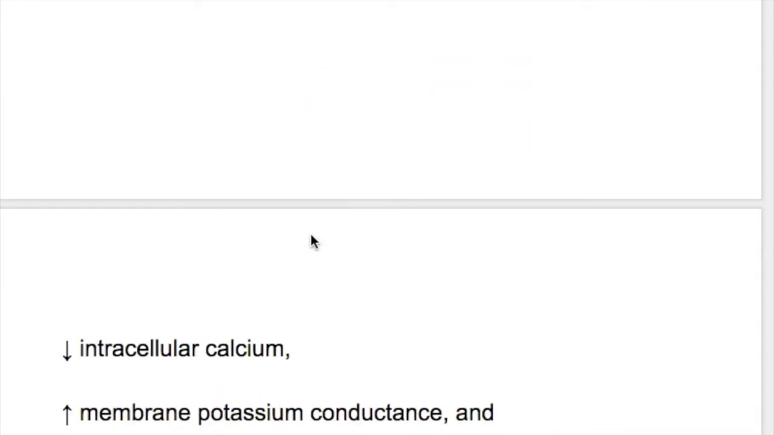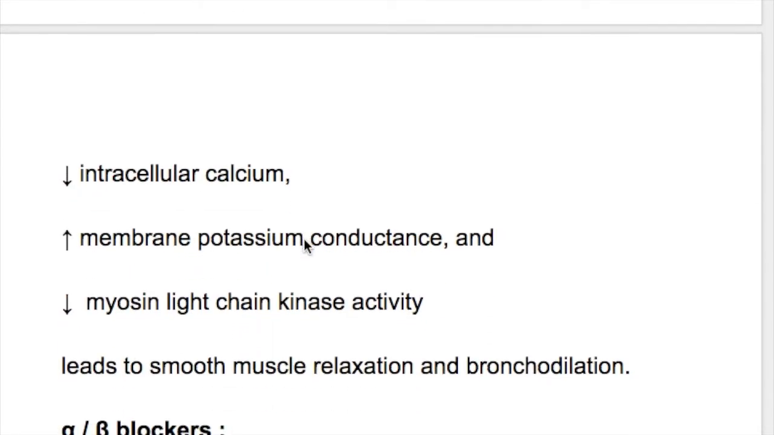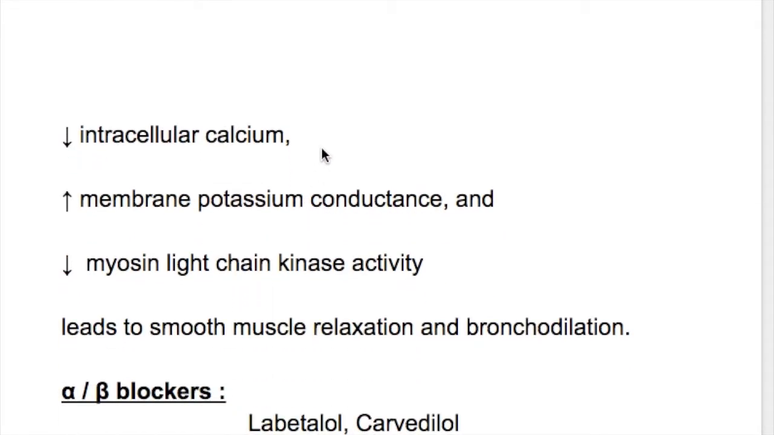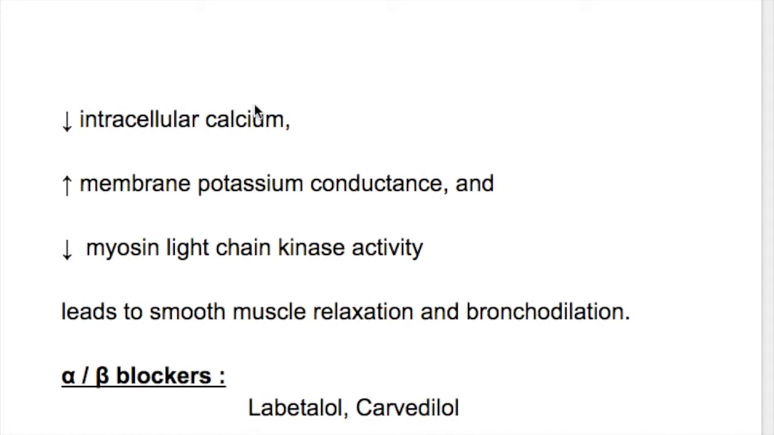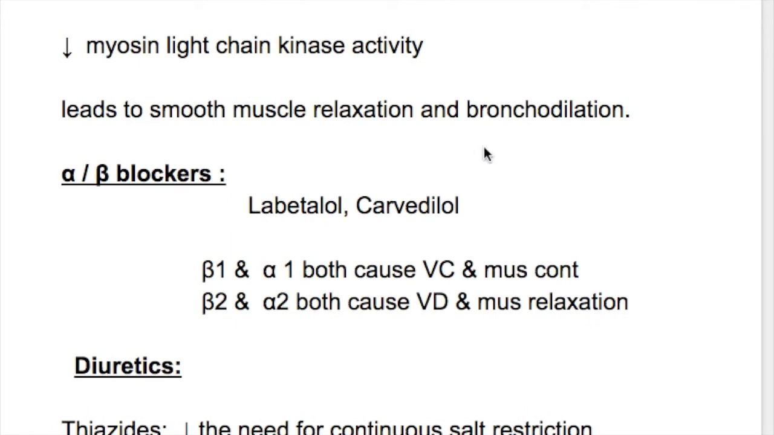So the mechanism of action of beta 2 receptor may be like this: decrease in intracellular calcium, because calcium is released from sarcoplasmic reticulum for activation, increase in potassium conductance, decrease myosin light chain kinase activity, and this leads to the muscle relaxation and bronchodilation.